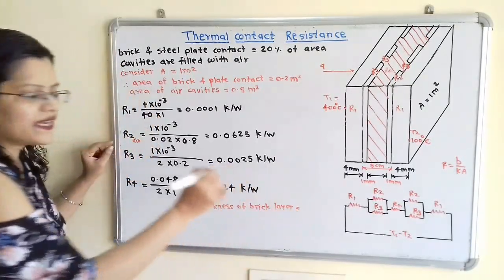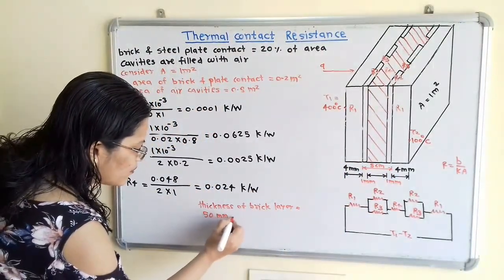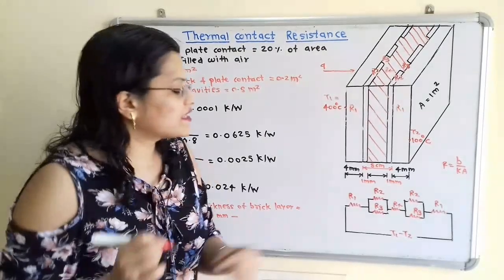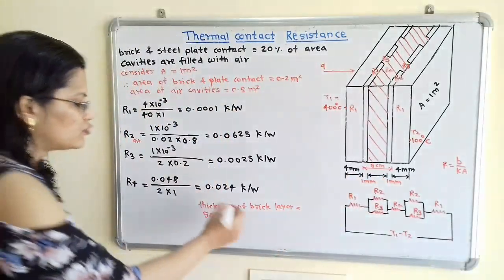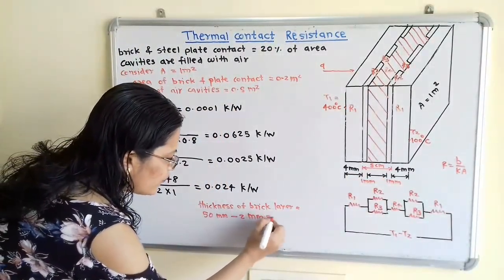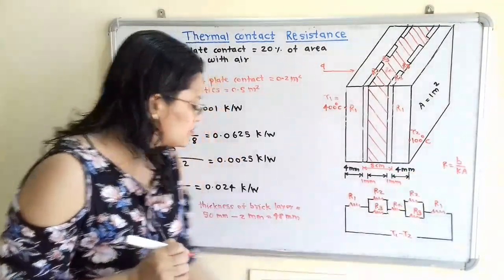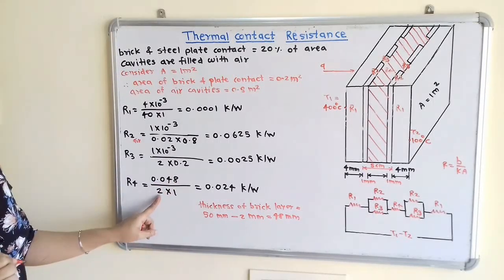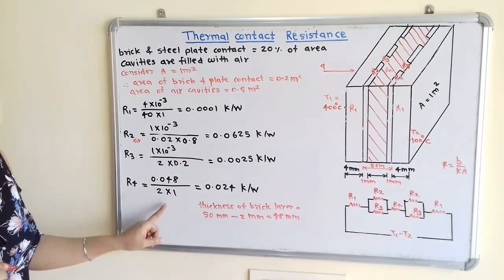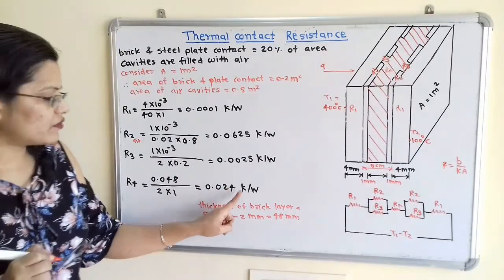This total thickness is given as 50 millimeter, but we have to subtract the thickness of the asperities on both sides, that is 1 millimeter plus 1 millimeter, that is 2 millimeter. So which is equal to 48 millimeter. So we have to take the thickness 48 millimeter and convert it into meter, that is 0.048 divided by K, that is 2 multiplied by 1. This K for the brick layer is given as 2. So the answer is 0.024 Kelvin per watt.